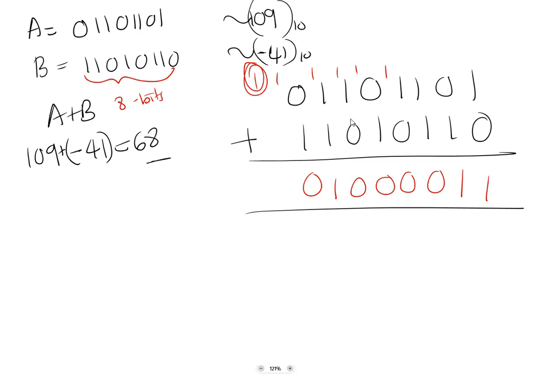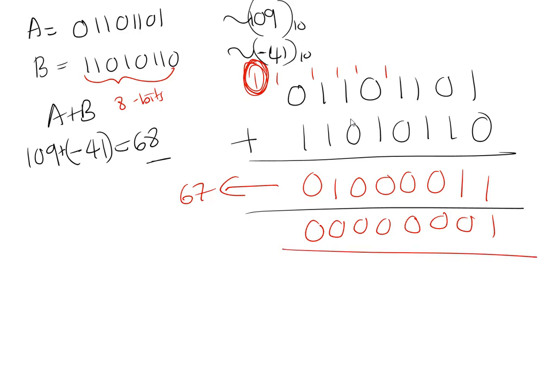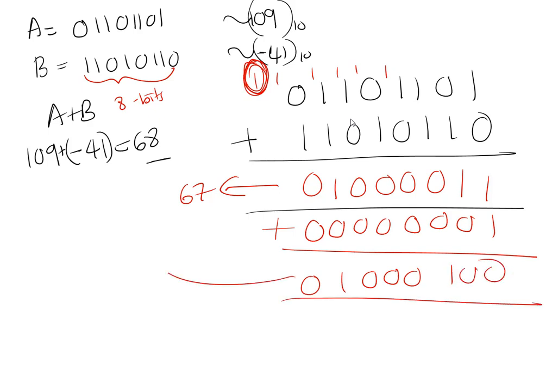Well, it's not, right? If I convert this number back to base 10 using PNP, I'm not going to get 68. I'm going to get 67, which means that this 1 was pretty important and I've lost it. I've got to add that 1 back in order to get 68. So what I do is I add the 1 back in. And when I add the 1 back in, I now get 0, 1, 0, 0, 0, 1, 0, 0. And this is now 68.